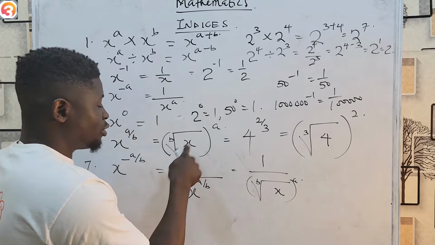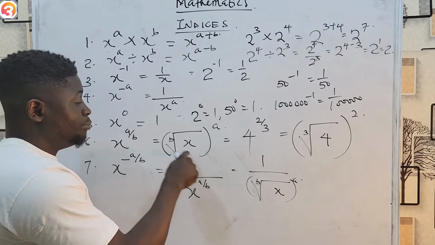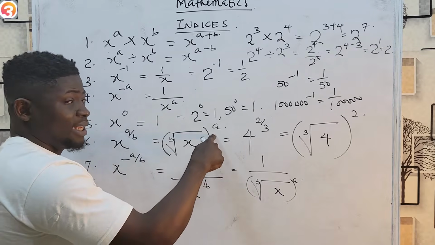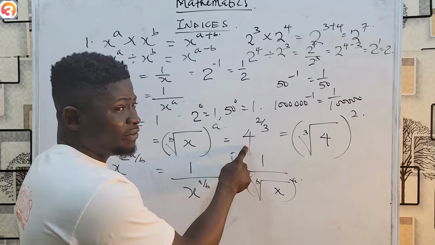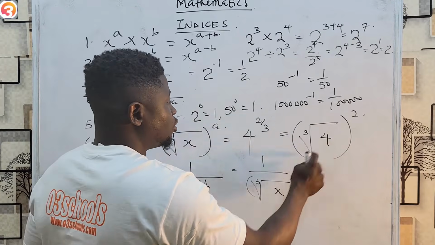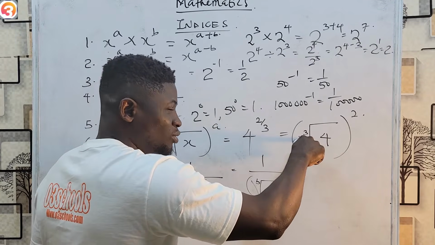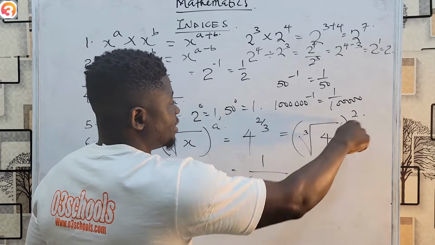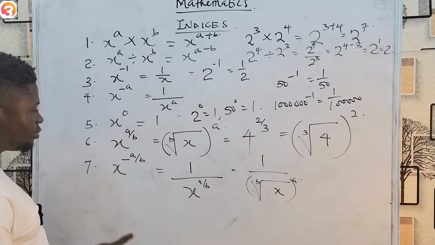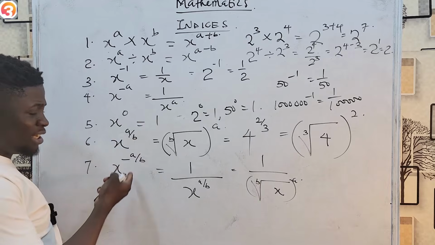So that's why we have the bth root of x, raised to the power a. If we have an example like 4 raised to the power 2 over 3, we take the third root, the denominator, the third root of 4, then we raise everything to 2.